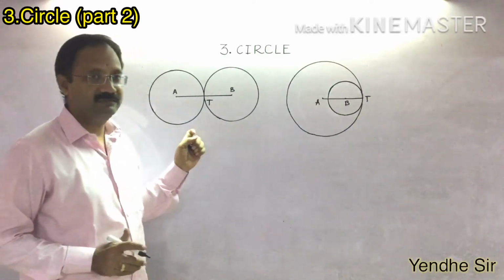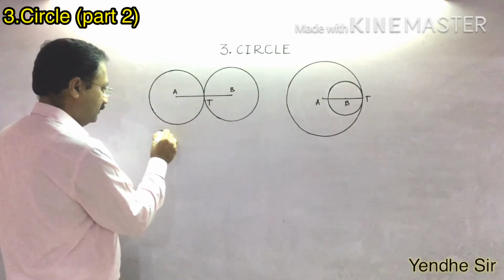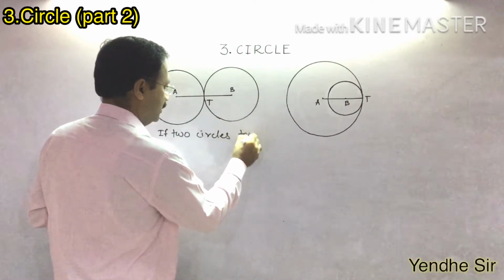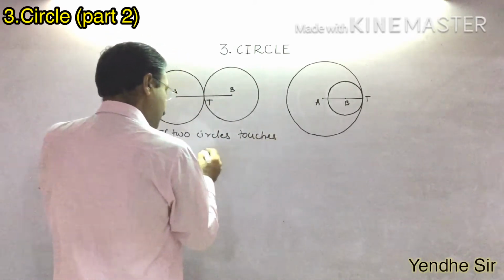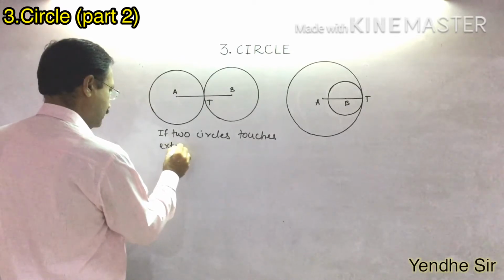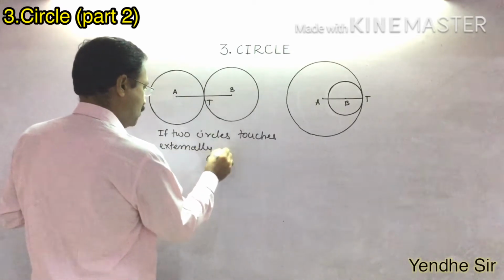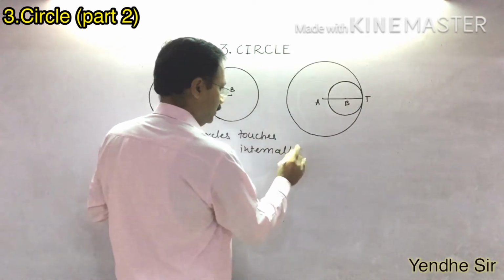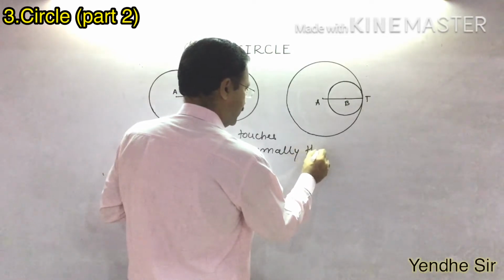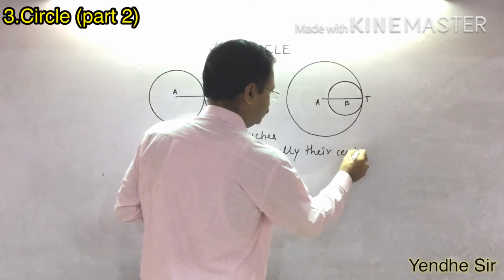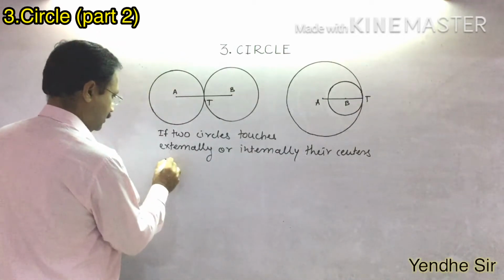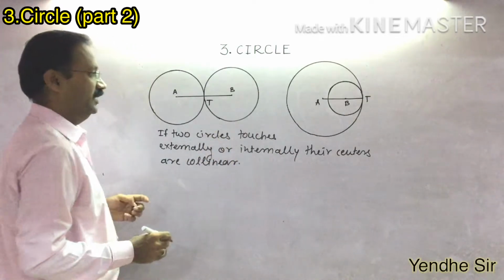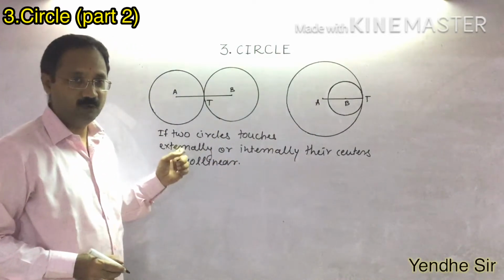So this statement is very important. If two circles touch externally or internally, their centers are collinear, meaning on the same line. This is a very important statement.